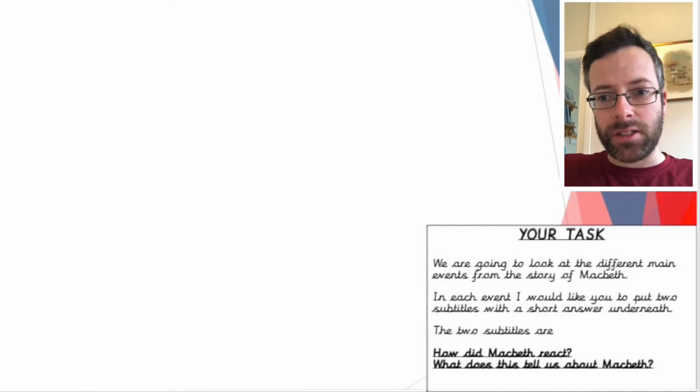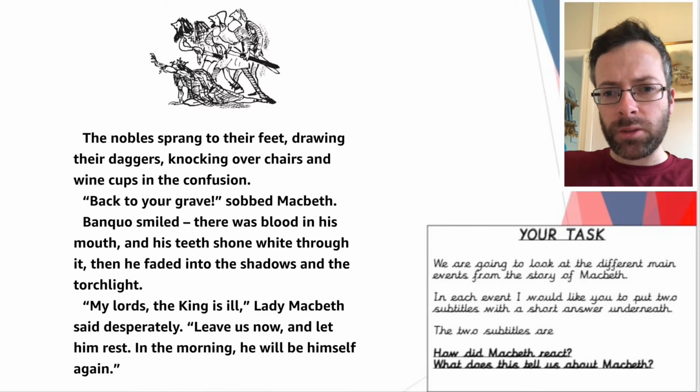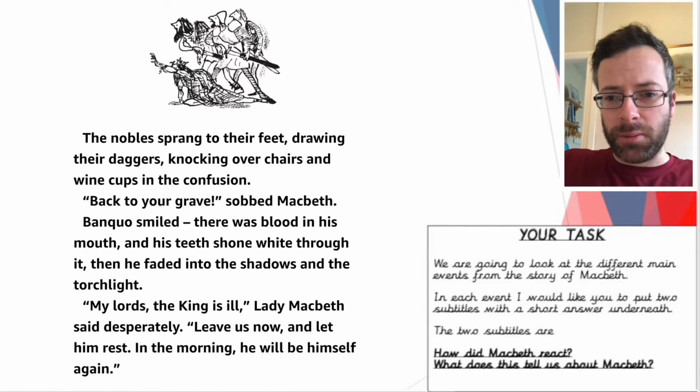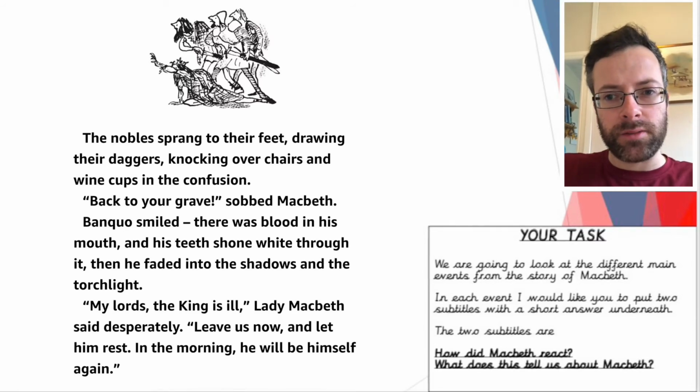Macbeth screeched. The nobles sprang to their feet, drawing their daggers, knocking over chairs and wine cups in the confusion. "Back to your grave!" sobbed Macbeth. Banquo smiled. There was blood in his mouth and his teeth shone white through it, and then he faded into the shadows and into the torchlight.